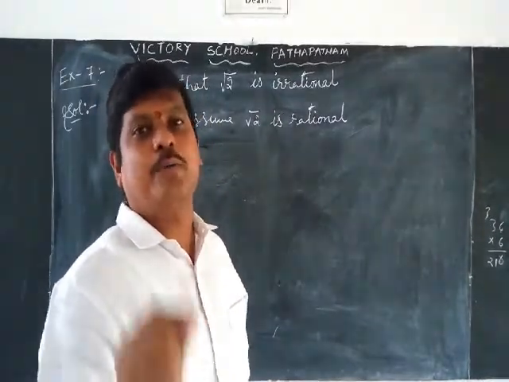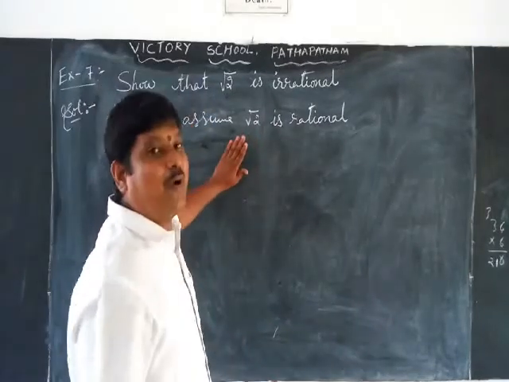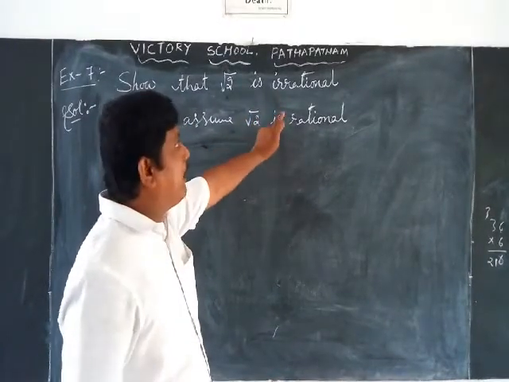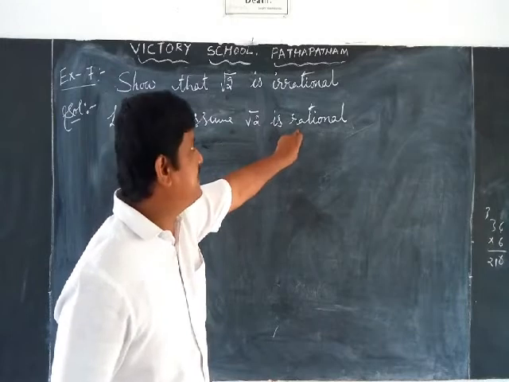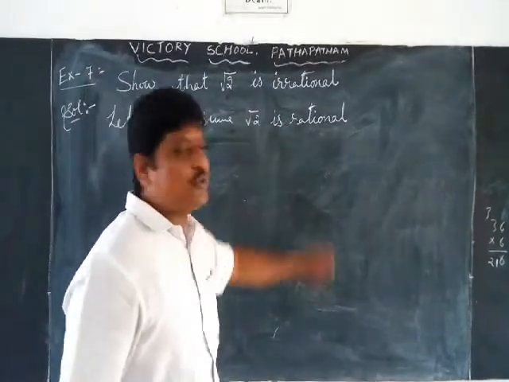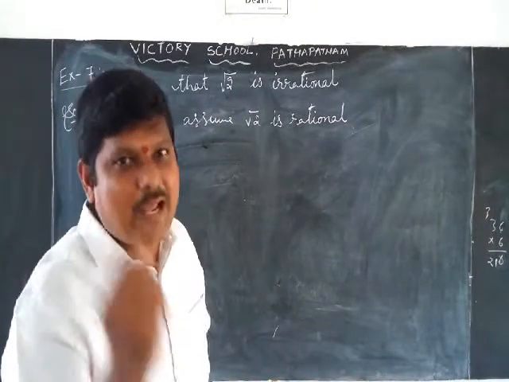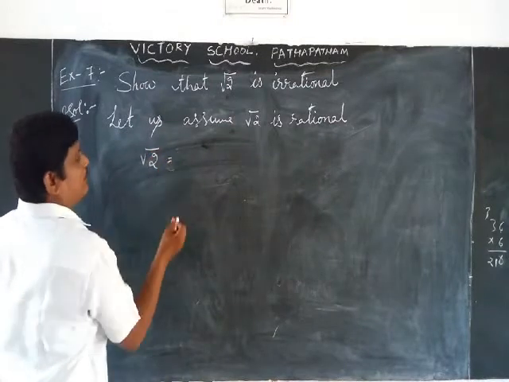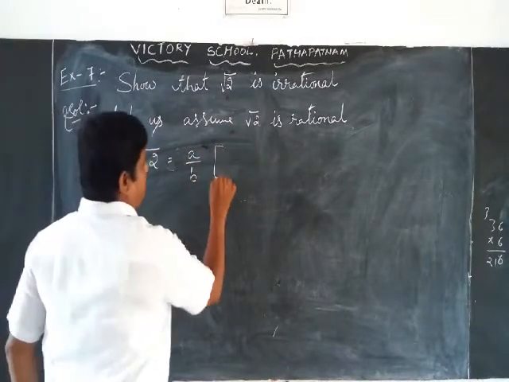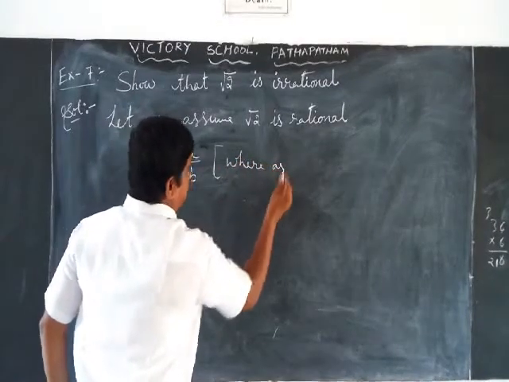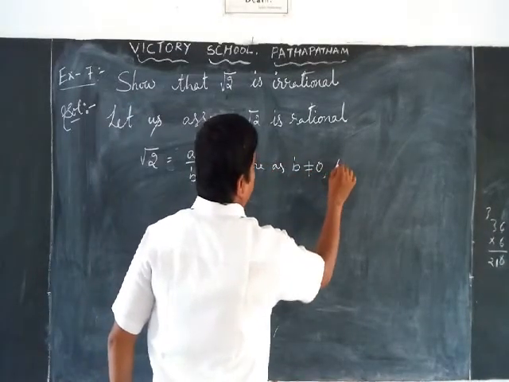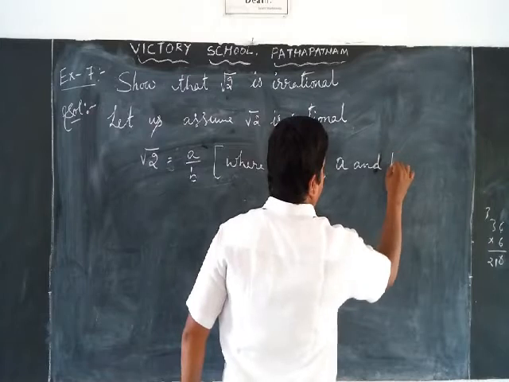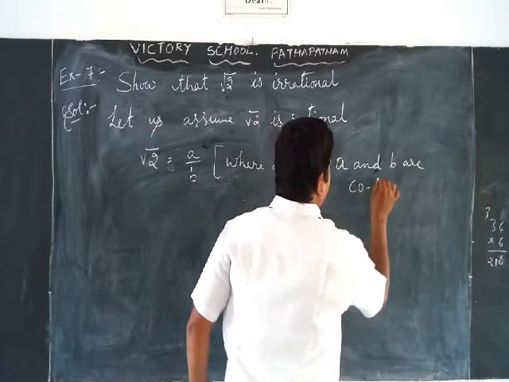And p and q are co-primes. So here, what happened when we assumed, just imagine, that root 2 is not irrational? We said that it is a rational number. So what is the definition of a rational number? A rational number is a by b, p by q, or x by y. So I will take root 2 equals a by b, whereas b is not equal to 0, and a and b are co-primes.